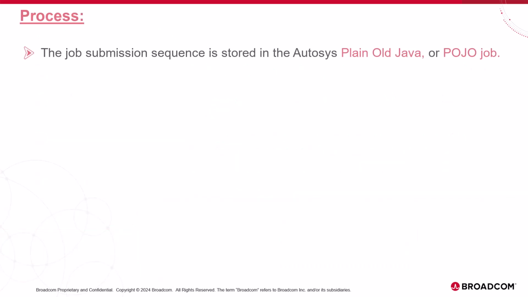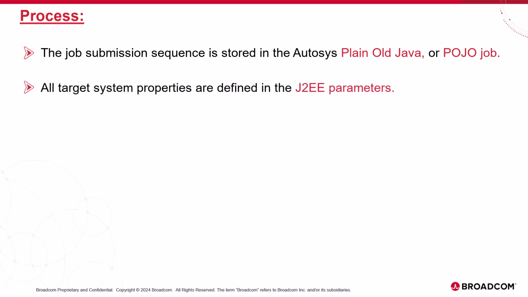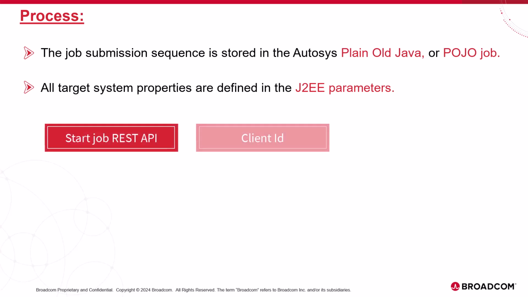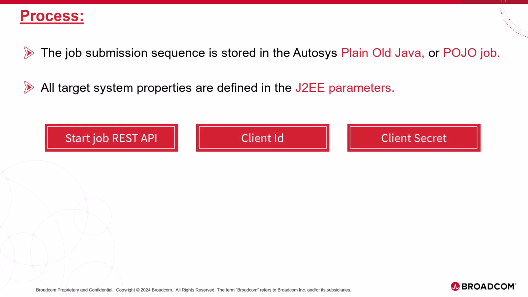The job submission sequence is relatively simple because all job definition properties are stored in the AutoSys plain old Java, or POJO job. All the target system properties, including the endpoint, start job REST API, client ID, client secret, scope, and other parameters, are defined in the J2EE parameters. These parameters may vary depending on the authentication method used. Let's look at the sequence of execution.